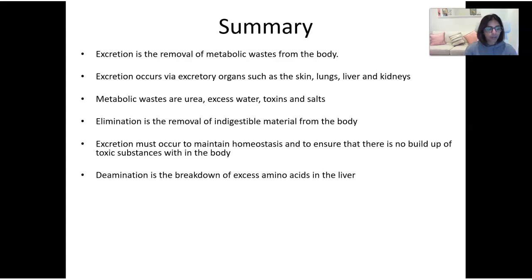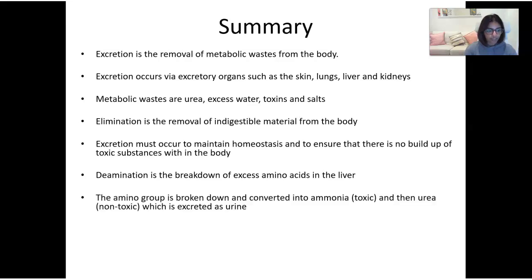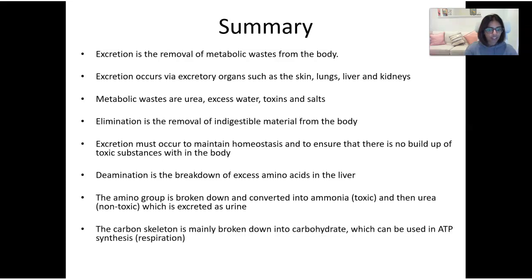Deamination is a process whereby excess amino acids are broken down, and this occurs in the liver. The amino group in an amino acid is broken down and converted into a toxic substance called ammonia, which is then further broken down into urea, which is non-toxic. Urea will dissolve in water and become urine, which can then be safely excreted via the kidneys. The carbohydrate skeleton left over from that amino acid is broken down to form a carbohydrate, which can then be used in cellular respiration to synthesize ATP.